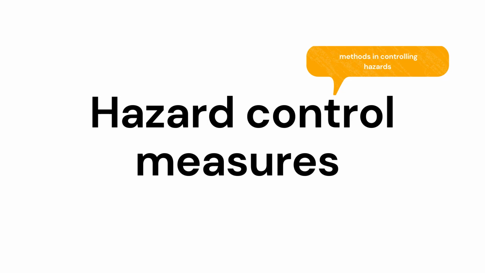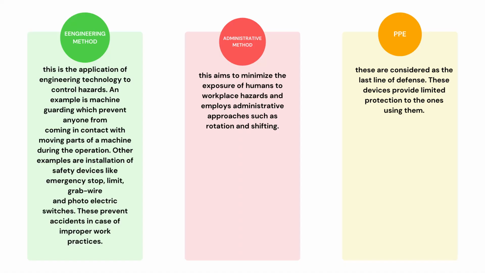Next is the hazard control measures. There are three methods in controlling hazards: engineering, administrative, and PPE. First method is the engineering method. The engineering method is the application of engineering technologies to control hazards.